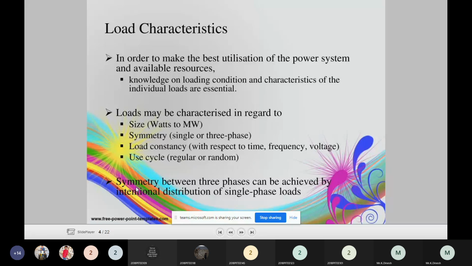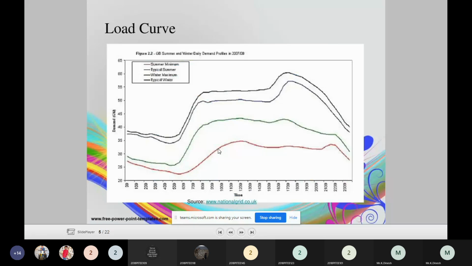Symmetry between three phases can be achieved by intentional distribution of single phase loads. So these are all about your load characteristics, and you may have the load curve like this. In the first unit, you may have studied curves based on the corresponding demand with the time intervals. You may present your load in terms of bar charts.